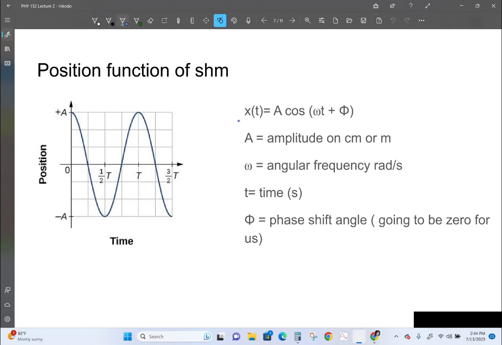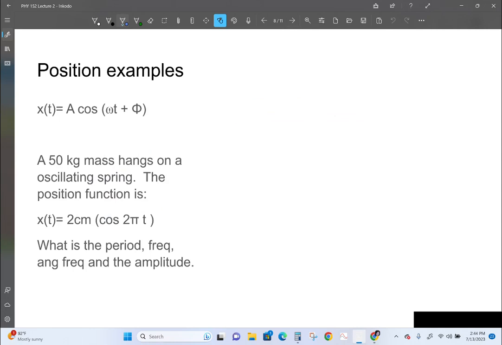So when we look at this, if I know what A is and I know what omega is, then I can write that equation. And also, if I give you an equation, then you can pick out information about that oscillator. So for example, we have a 50 kilogram mass hanging on a spring, and the function that describes it is 2 centimeters times cosine of 2 pi t. So remember, the generic is x equals A cosine of omega t. So that means that A is 2 centimeters and omega is 2 pi.